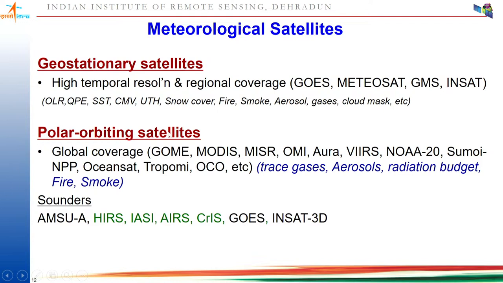Similarly, we have polar orbiting satellites which have global coverage, like the ozone monitors, GOME, MODIS, MISR, OMI. These sensors, like MISR, OMI or Aura, measure not just one parameter but a series of parameters. For example, one can measure aerosol, ozone, CO. Some sensors can measure CH4, depending on the wavelength of the sensor and the purpose for which it is launched. So a sensor cannot measure all parameters, but a sensor can measure one or more parameters.